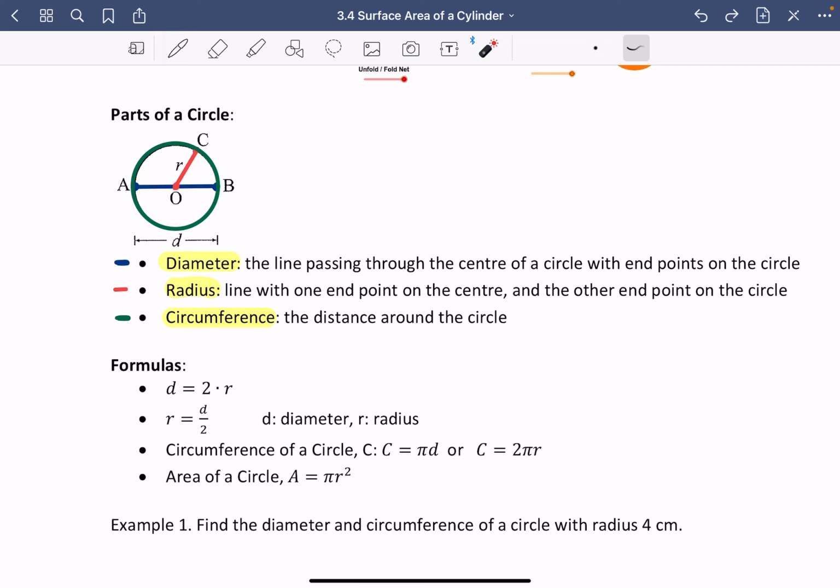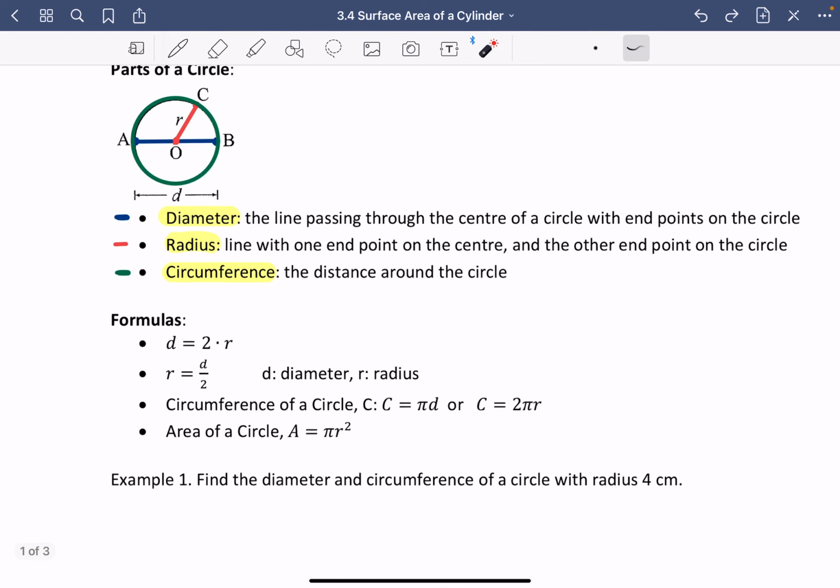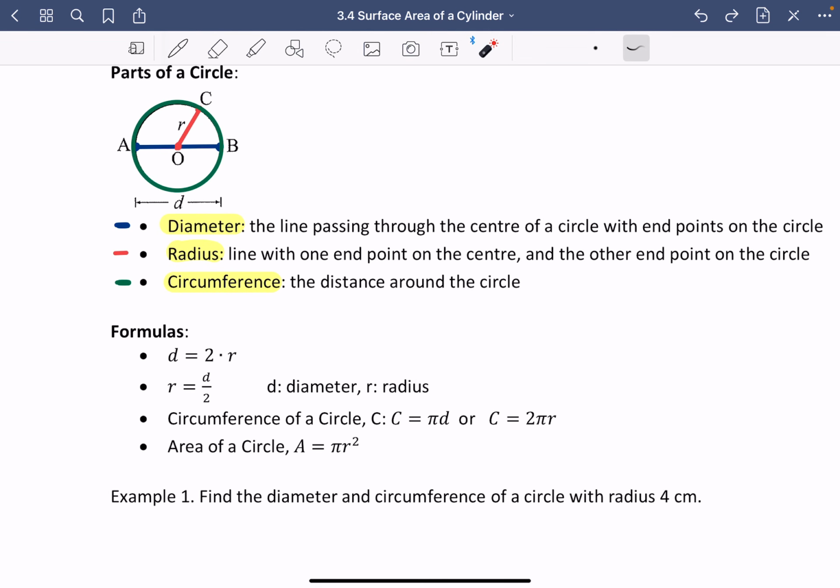And then circumference of a circle. Circumference of a circle is equal to pi times d, or 2 pi times r, because we know d is just 2 times r. So if the question gives you the diameter, you can just find the circumference by multiplying pi and d. If the question gives you the radius, then you can use this formula, 2 times pi times r, to get the circumference. And then area of a circle is equal to pi times r squared. Okay.